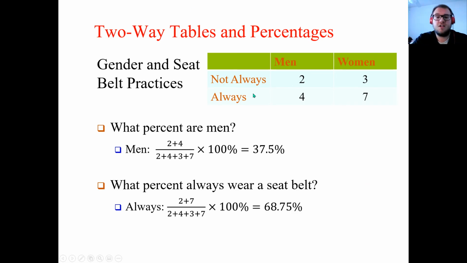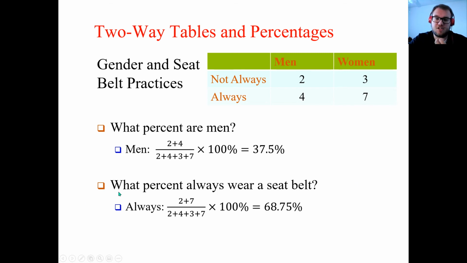So, two-way tables and percentages. Now it's asking what percent are men. Well, our denominator is going to be the total number that we have in our two-way table. So 2 plus 4 plus 3 plus 7 equals 16. And then our numerator is just the total number of men, and it's 2 plus 4, that equals 6. 6 divided by 16 equals 0.375. And then to make it a percentage, we must multiply it by 100, and that equals 37.5%.